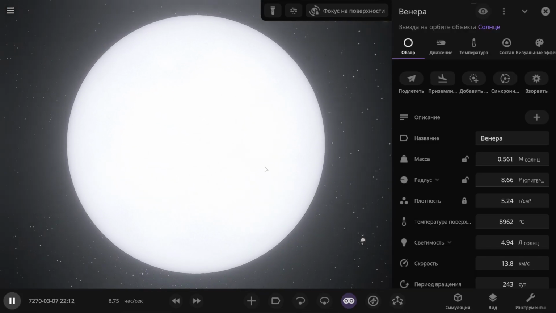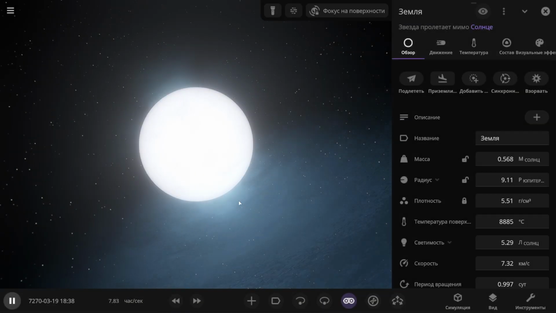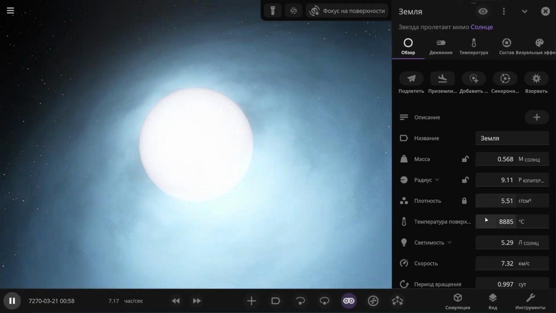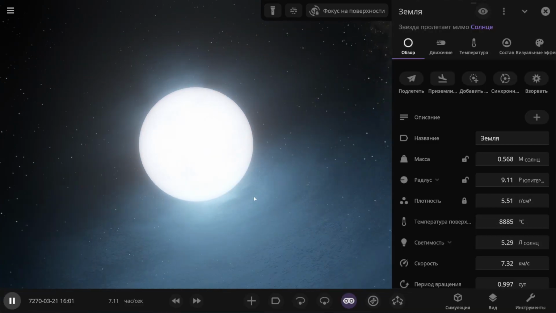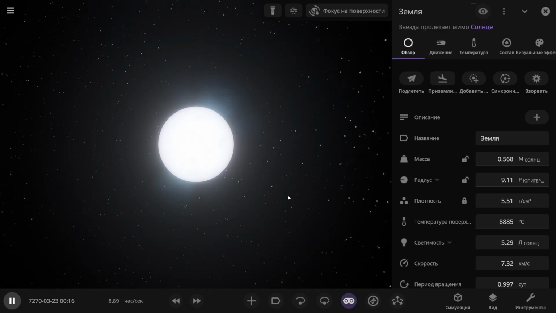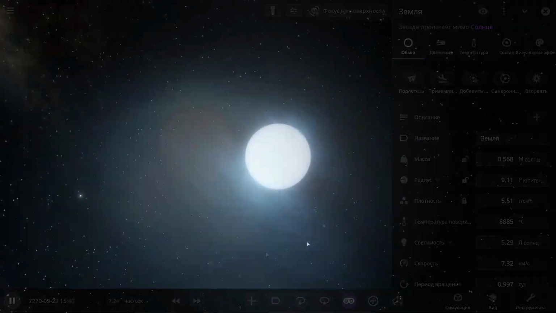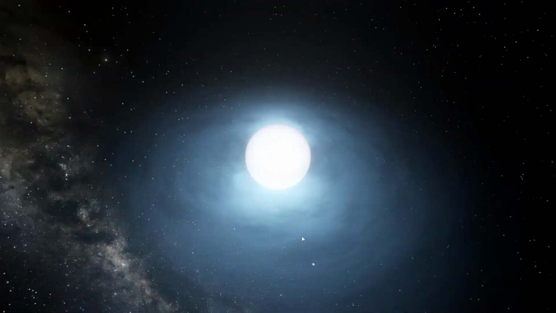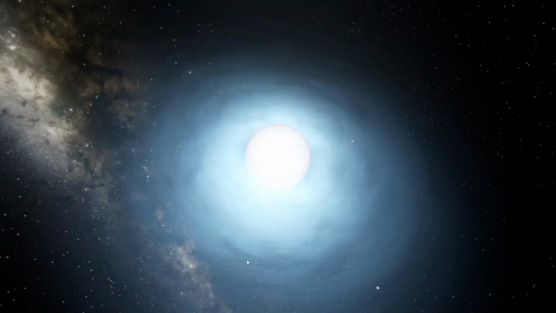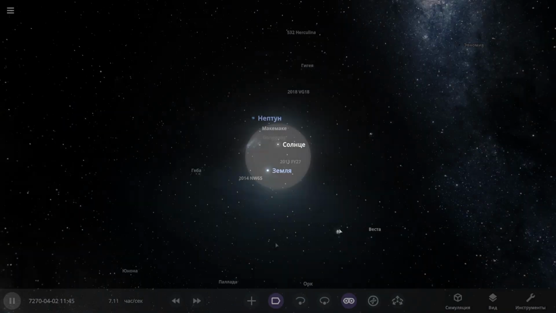Well, let's compare it to our Earth now. So, here is Earth itself, and its average surface temperature is 8885 degrees Celsius. That's quite a bit cooler than on the star Venus. So I was indeed right, Venus ended up being the hottest star in this specific comparison. And Earth turned into this kind of accretion disk. A strange star, it seems to be a white-type star, but why there's an accretion disk here is unclear.